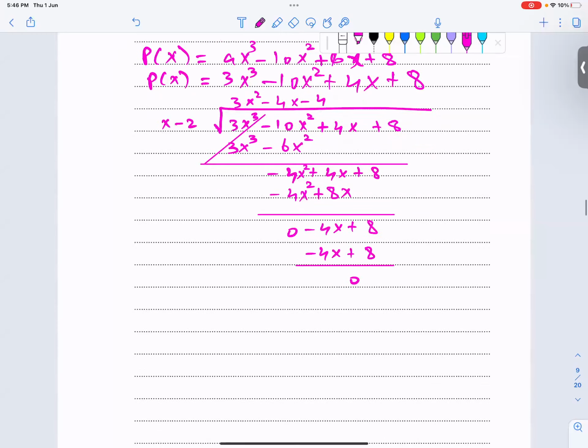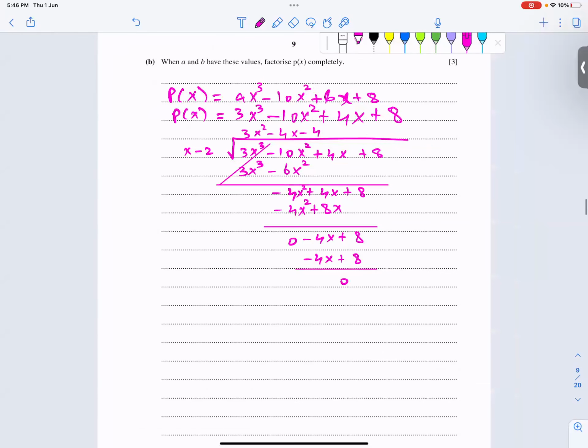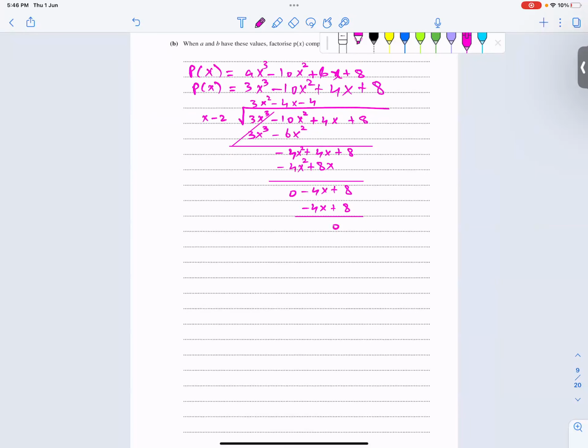Okay. Now using long division, how can I write p of x? P of x will be x minus 2 times the quotient. That will be 3x square minus 4x minus 4, plus the remainder, which is 0. Okay.